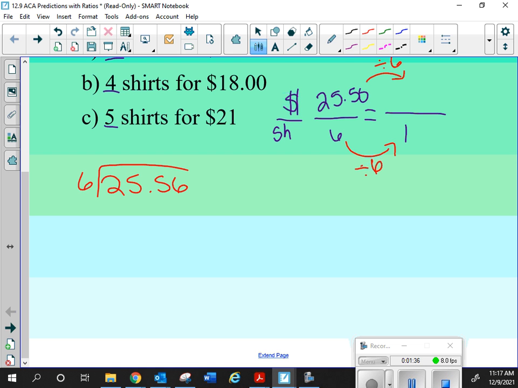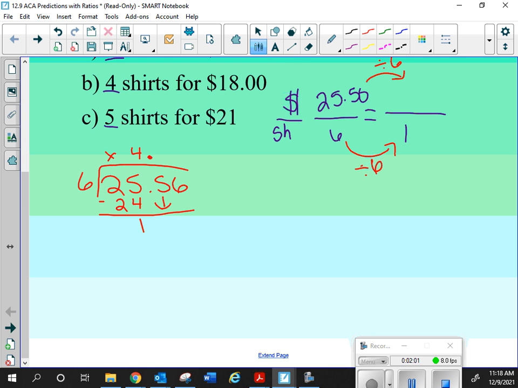Remember with division, we want to stay very organized. Does 6 go into 2? No. Does it go into 25? Yes. How many times? 4 times to give me 24. I'm left with 1. What do I do now? Before I do that, I'm going to move up my decimal just so I don't forget. A few of us yesterday on our test forgot our decimals. They just disappeared. Let's not forget that they existed.